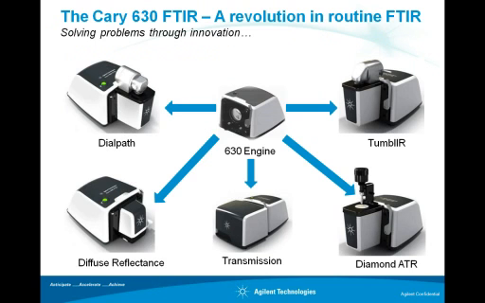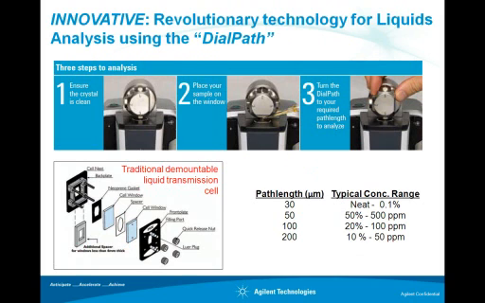The Cary 630 was released in 2011 and is a great example of how innovation in instrumentation, and in particular sampling accessories, can help change for the better many different routine FTIR measurements. Perhaps the most exciting aspect of the 630 is the unique and innovative DialPath accessory. Well, what is a DialPath accessory, I hear you saying? For me, this is really a new and revolutionary way to measure liquids.